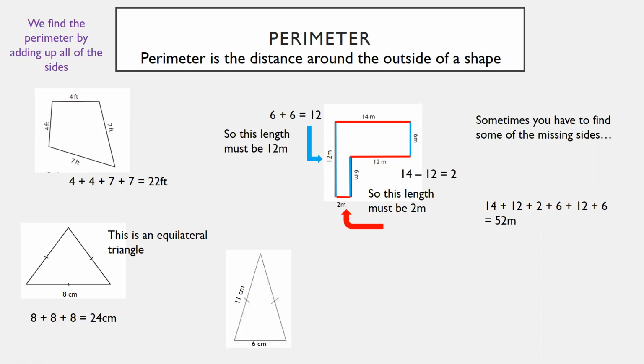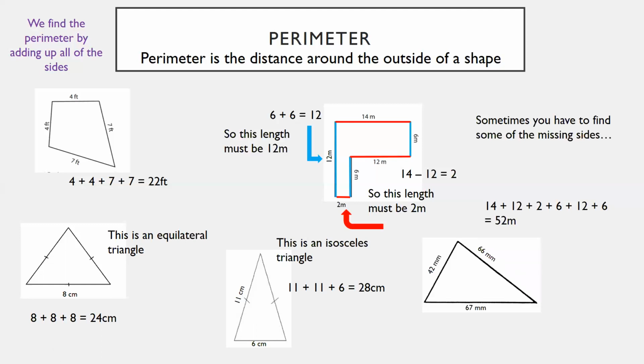This triangle has 2 sides that are the same. This is an isosceles triangle. So that means that this missing side must be 11 as well. This one down here, because that has a dash on, the same as that one. So 11 plus 11 plus 6 will give us 28. And then finally, this is a scalene triangle. All 3 sides are different lengths to each other. So we're just going to add up the 3 lengths that we've been given, and that will give us 175.